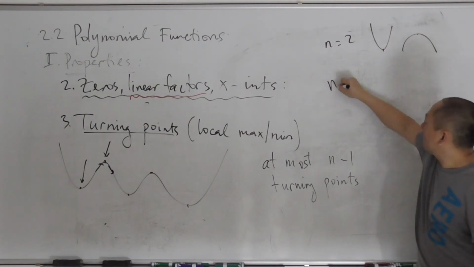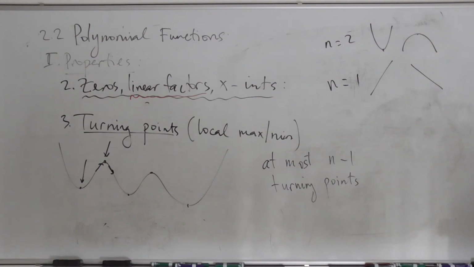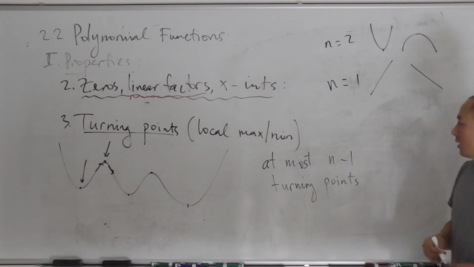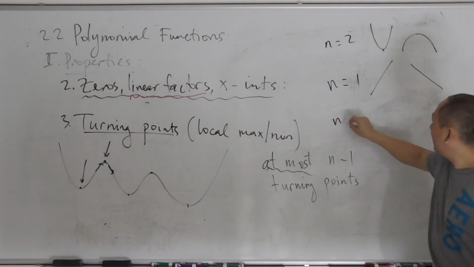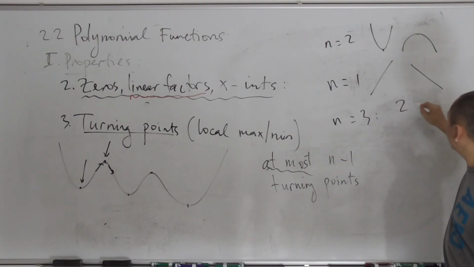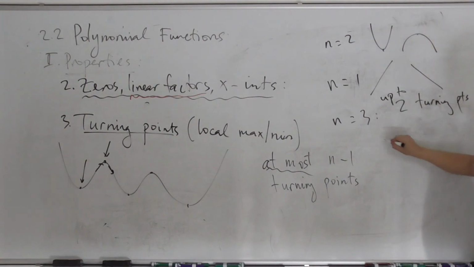What about n equal to 1? Polynomial of degree 1. It's going to be no turning point because degree 1 is going to be a line. It will go up or go down. Never turn back. Okay? Polynomial of degree 3. You may have at most, okay? Emphasize at most. So n equal to 3, you may have up to 2 turning points. Could be like this, or could be like this, okay? Or for degree 3, you may have this, which is no turning point.